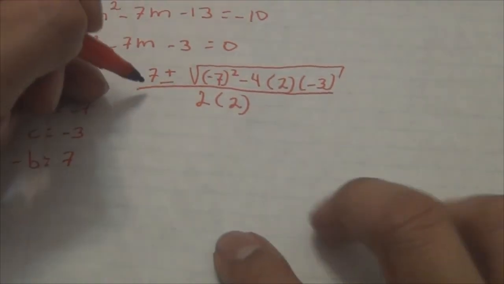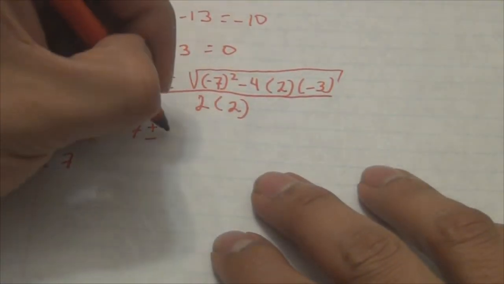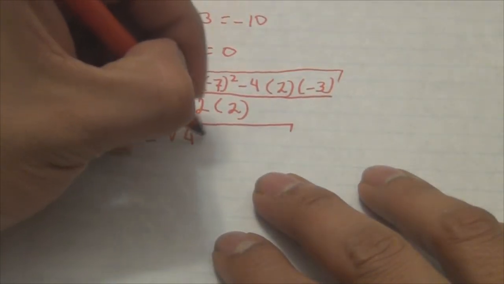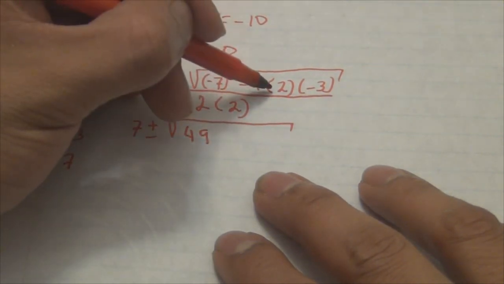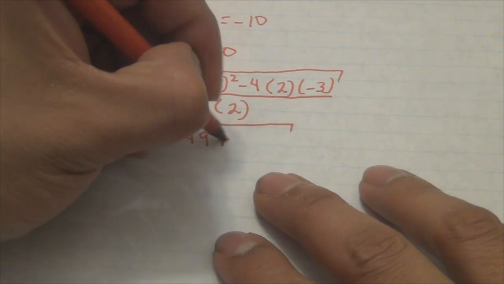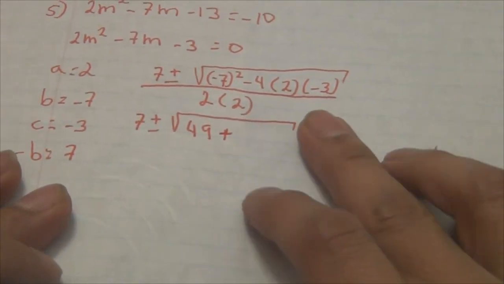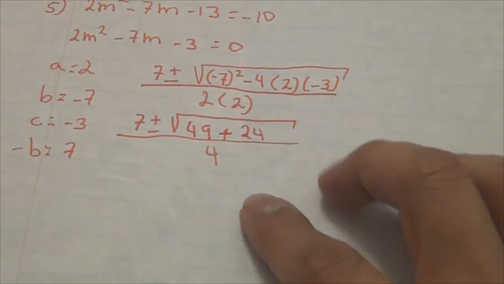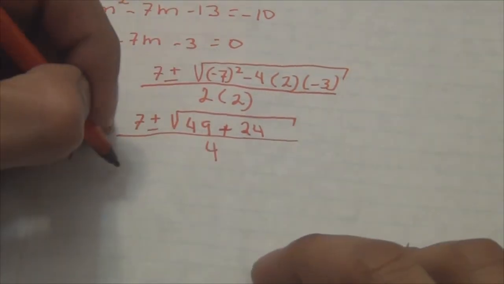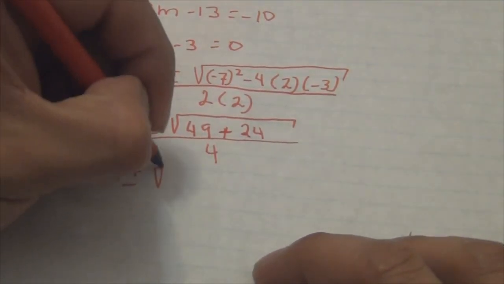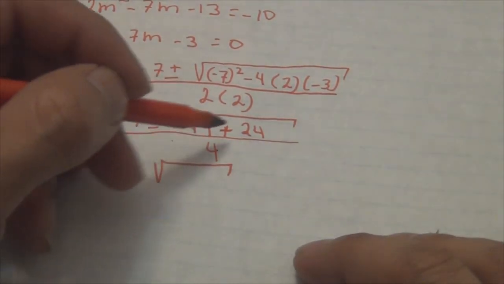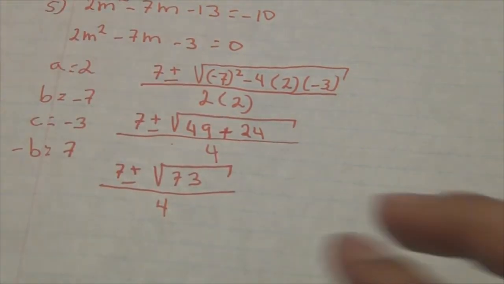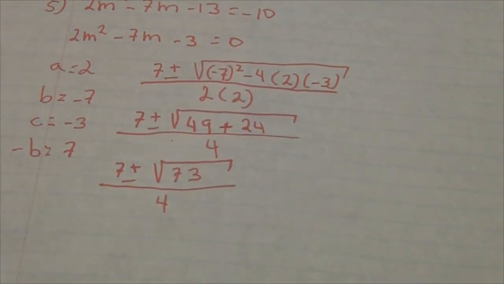Let's simplify. 7 plus or minus the square root of negative 7 squared is 49. Negative times positive is negative, times negative positive, plus then. 4 times 2 is 8, times 3 is 24. Everything divided by 2 times 2 is 4. Now bring down again. 7 plus or minus the square root of, what is 49 plus 24? That's 73 over 4. And that's what I was talking about. 73 doesn't have a perfect square root.